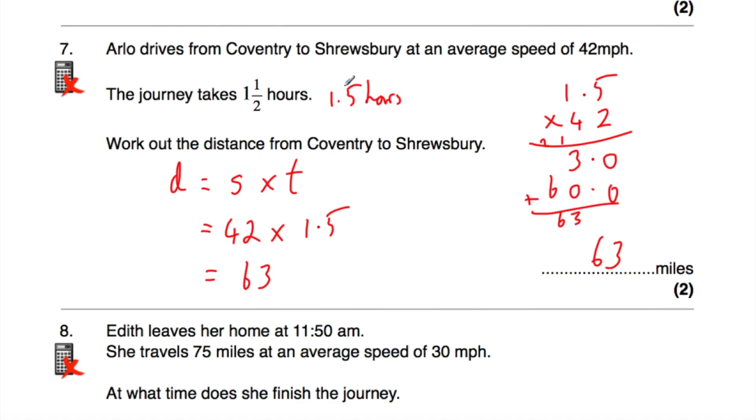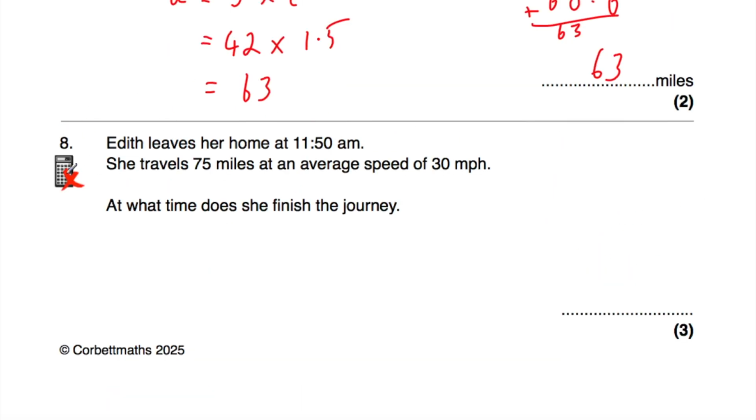So that's it. So we're asked to work out the distance from Coventry to Shrewsbury. The answer is 63 miles. Okay, let's look at our next question, question number 8. So question number 8 says, Edith leaves her home at 11:50 a.m. and she travels 75 miles at an average speed of 30 miles per hour. And we've been asked, what time does she finish the journey?